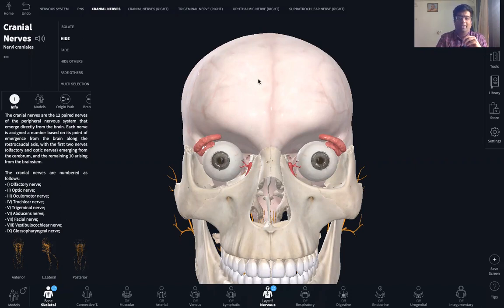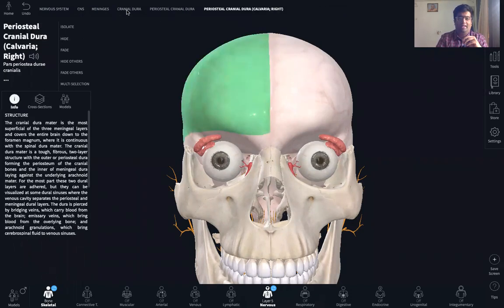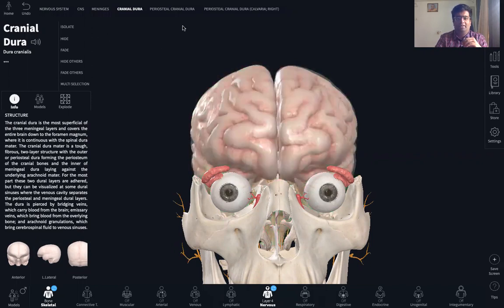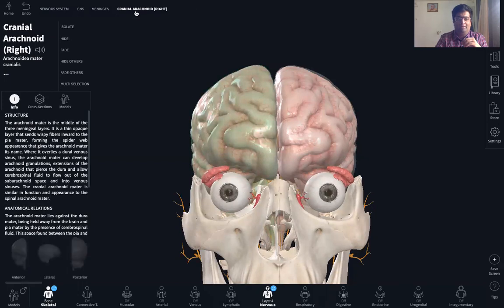The outermost meninx is called the dura mater. The word dura means tough, because it's a hard covering, and that is why it is called the dura mater. Beneath the dura mater is present the arachnoid matter.